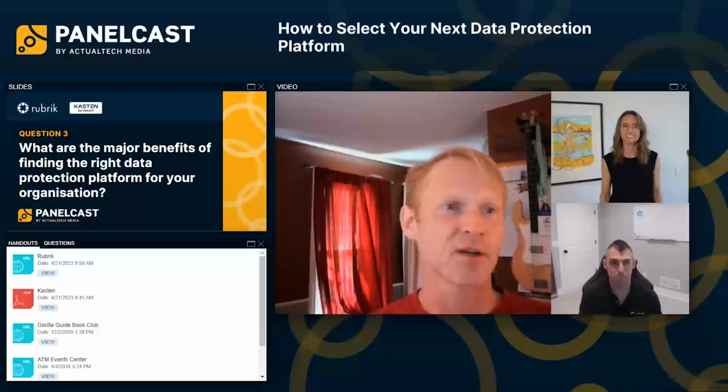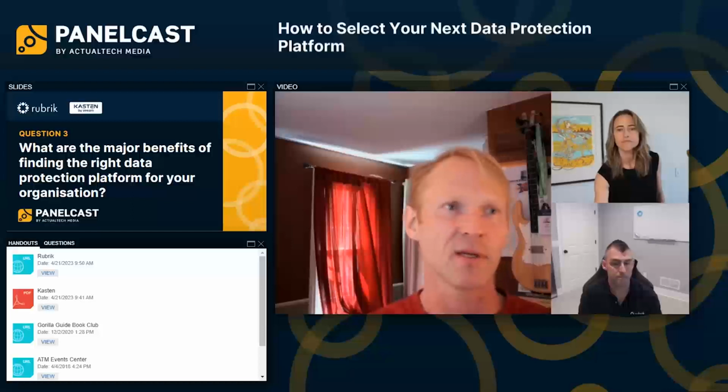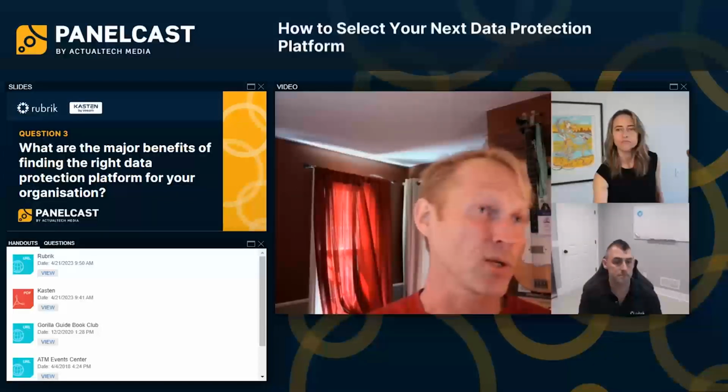Well, in the world of Kubernetes, data protection is a little on the young side. While Kasten has been around since 2017, many of the other solutions out there have been around since 2019, 2020, 2021. So they don't have the same level of maturity.